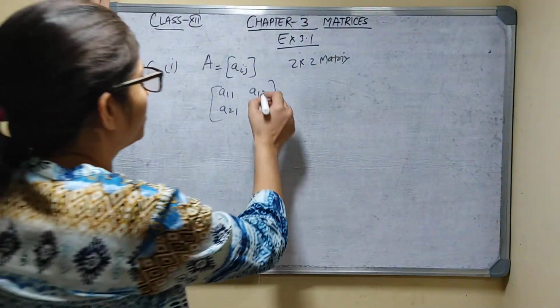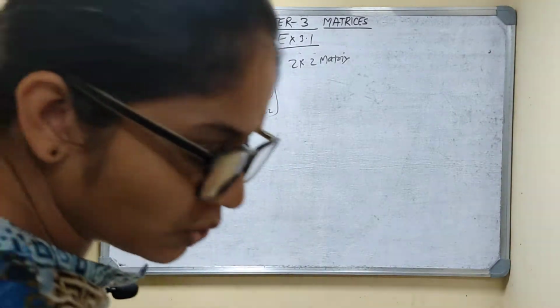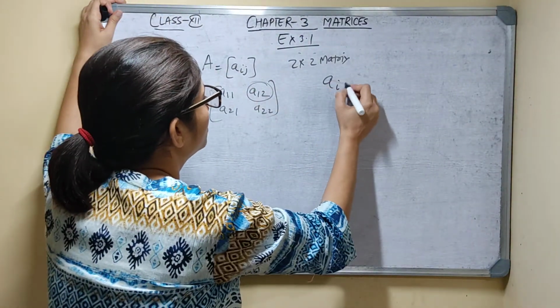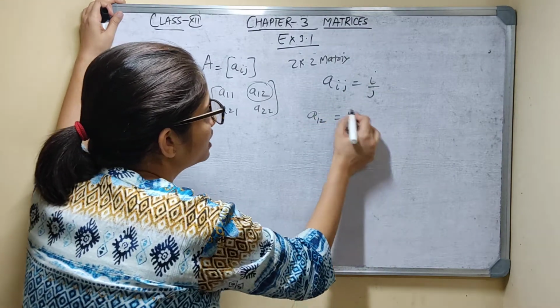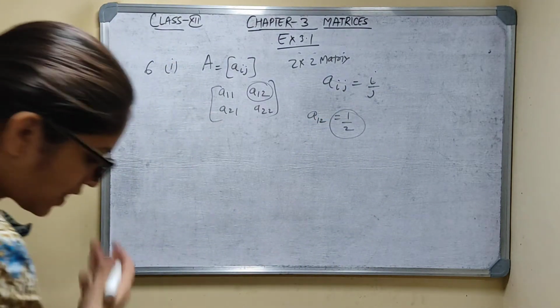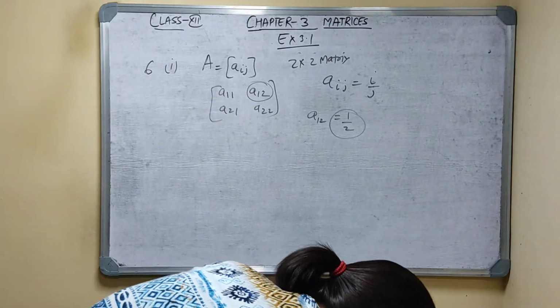Write the value of A12. You have to write the value of A12, and Aij is equal to I by J. Then A12 is equal to what? 1 by 2. This is the answer. Now sixth, second part.